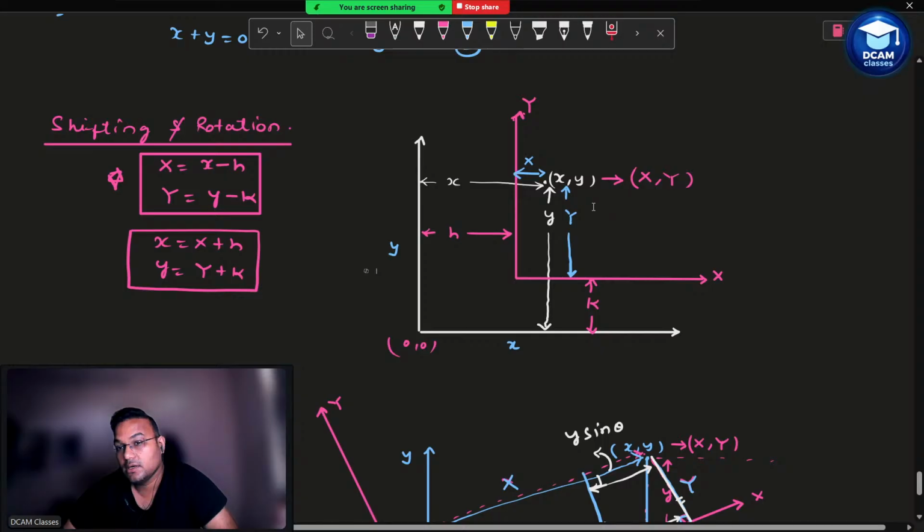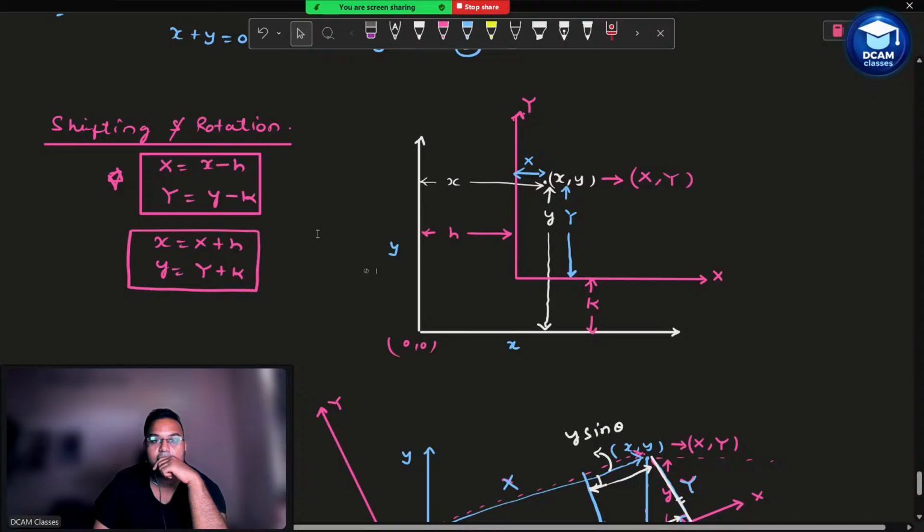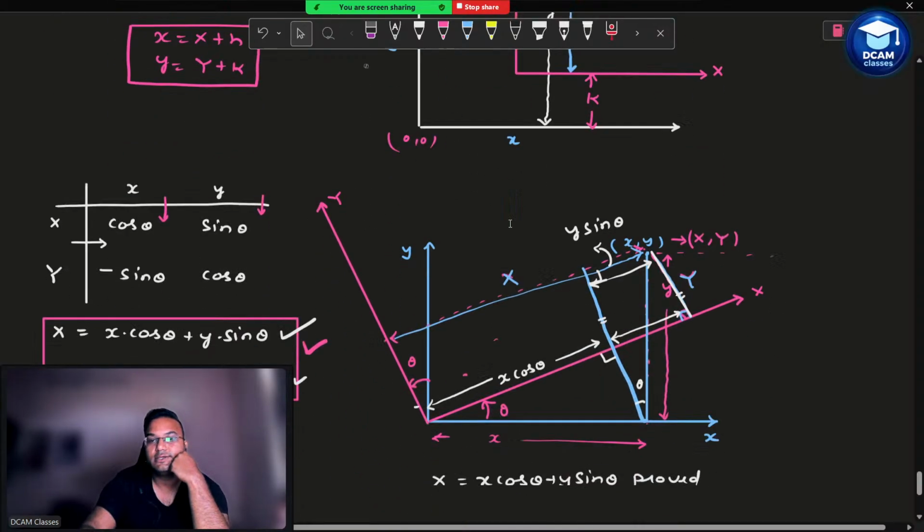Now, with respect to the new system, if we get the coordinate of the same point as capital X, capital Y, we can add and get the origin and get the relation between them. So basically we are shifting it to a newer graph, a newer coordinate axis. Okay?